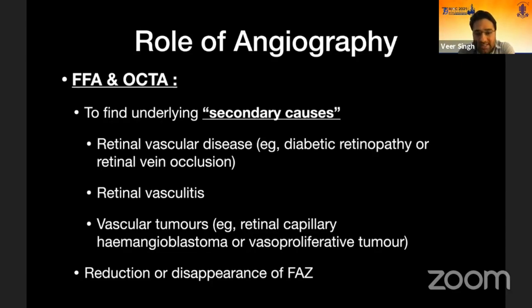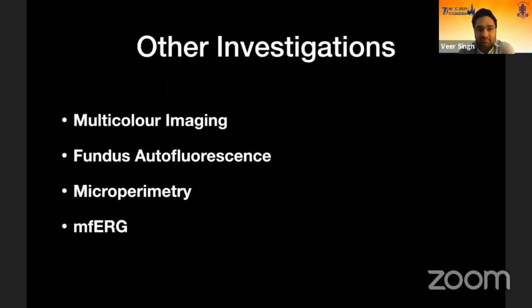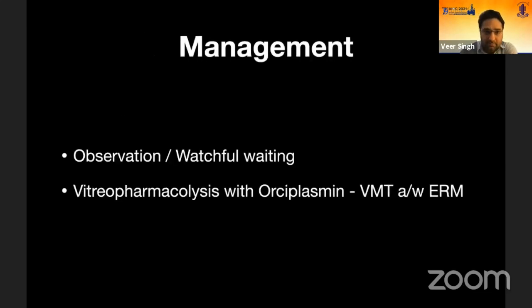Also, it tells you about the macular status with reduction or disappearance of foveal avascular zone. Other investigations are merely supportive and of little value, but I've just mentioned them here. They are multicolor imaging, fundus autofluorescence, microperimetry, and multifocal ERG.